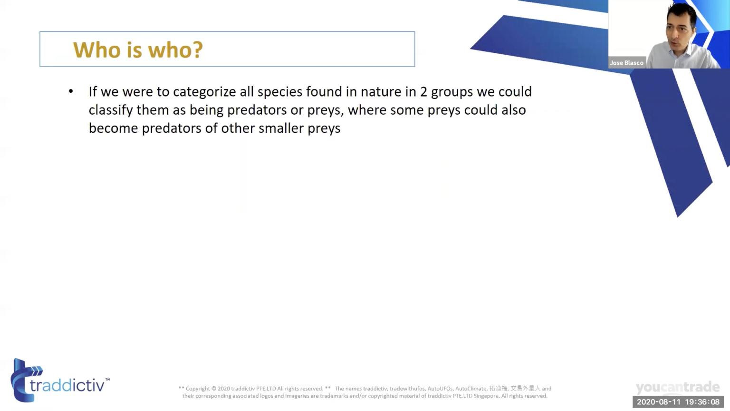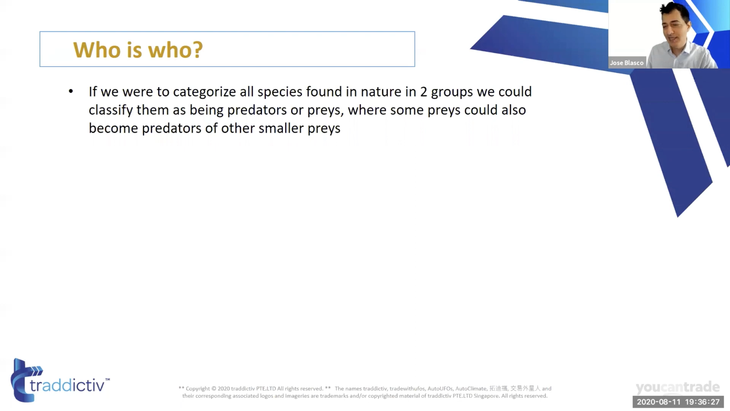So who is who? If we were to categorize all the species found in nature in two groups, and this is serious, but it's also using a little bit of humor, if you don't mind, we could classify them as either predators or preys, where some preys could also become predators of other smaller preys. Isn't it the market?